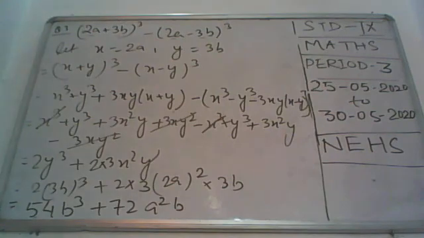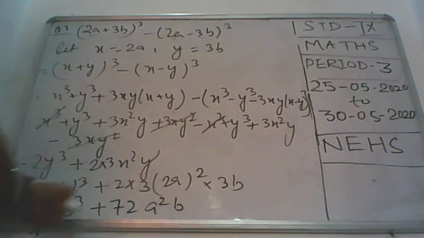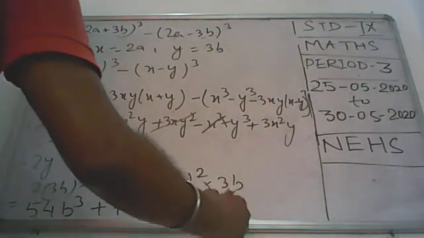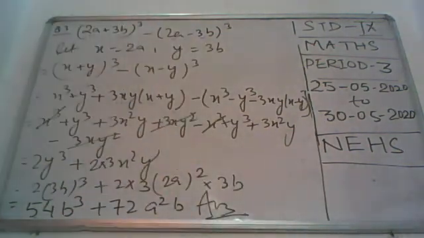So this is what we can write here. This will become 72a square b plus 54b cube, and if you wish you can take b common outside, otherwise this is your answer. So this is how we can do the chapter nicely. I hope you have understood this. This is for today's class. In the next class we'll learn something very new. Till then, all the students take care, and thank you class.